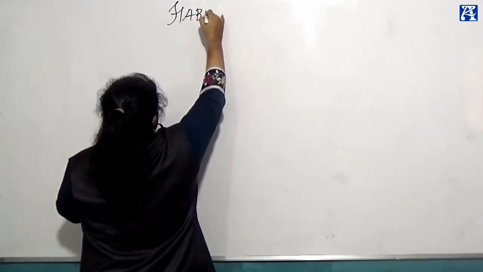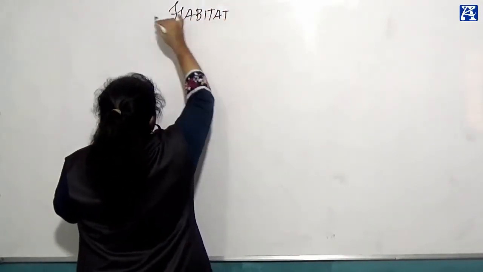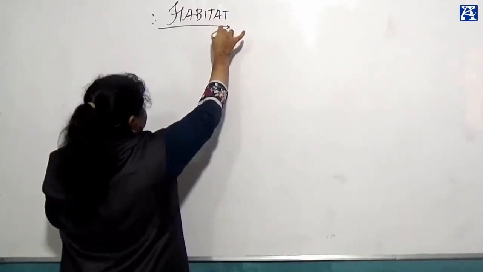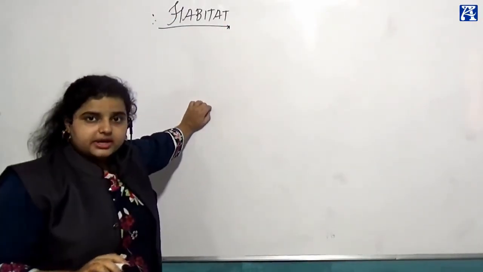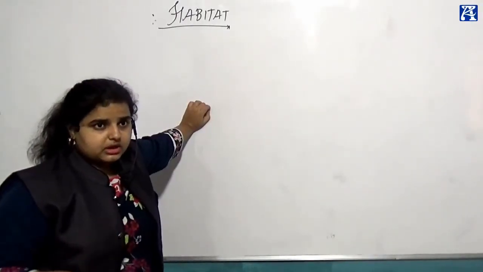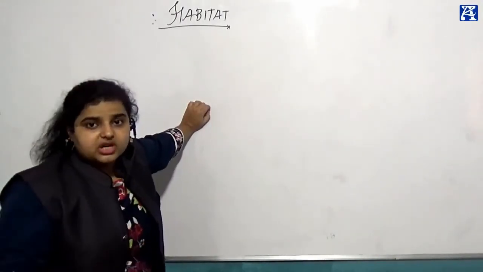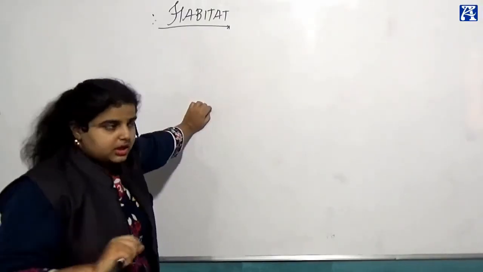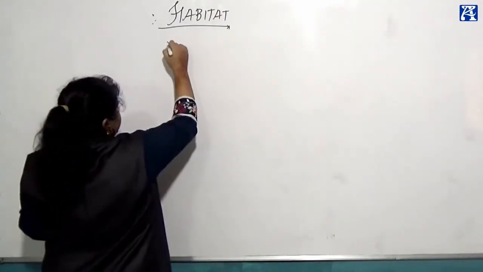What is habitat? Before this I taught you succession, that was also related to community. Habitat is also related to community. After this I'm going to teach you niche. This is also related to community, and that's all. We are completing our community. Clear?